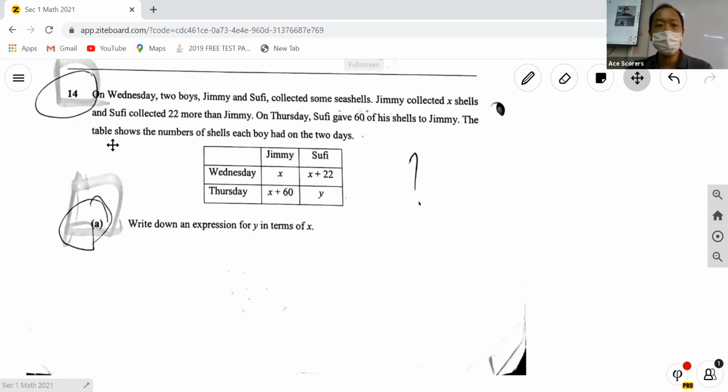So let's look at the last one. On Wednesday, two boys, Jimmy and Sophie, collected some seashells. Jimmy collected x shells, Sophie collected 22 more. Write an expression for y in terms of x.